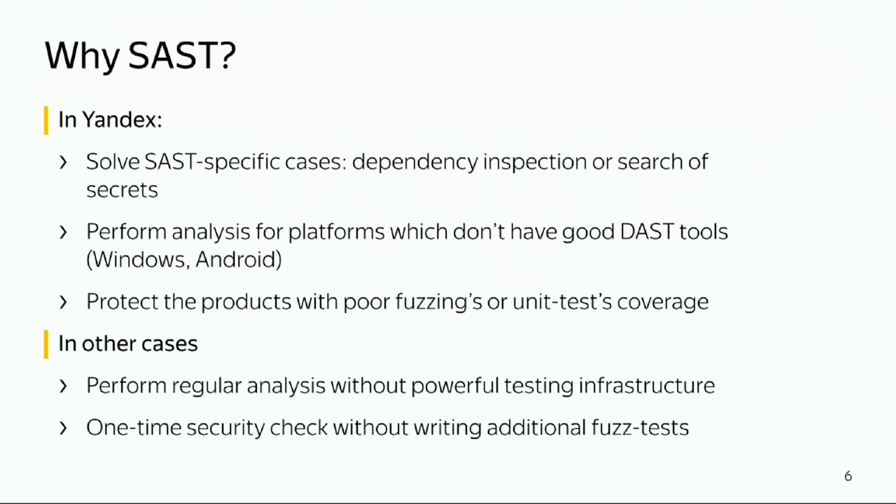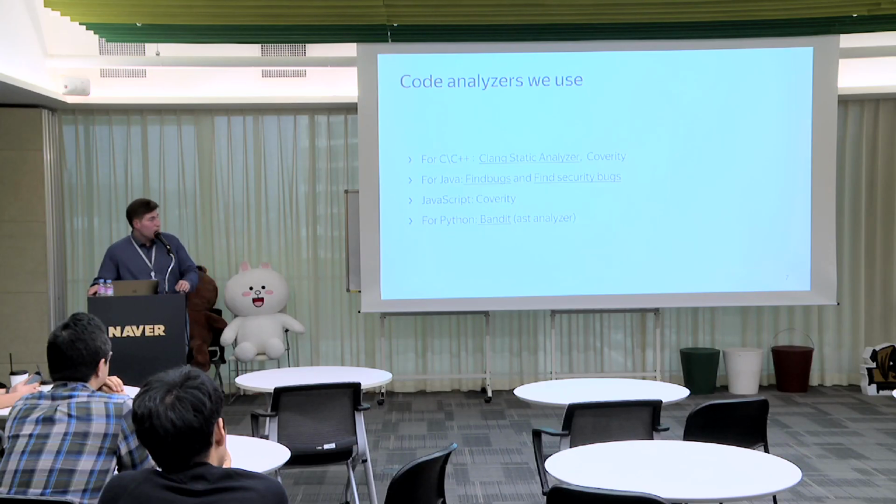SAST is also useful when you just need to perform a one-time check of the product. You don't have to build infrastructure, you don't have to write additional code. You can just set up the static analyzer and run it on the project. It's very convenient. So we use several code analyzers in our SAST process.